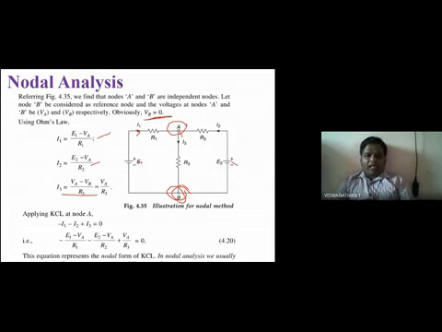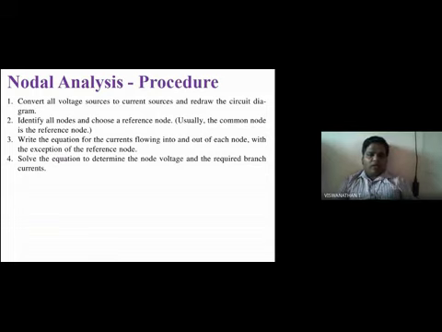So I need to write the KCL equation. Here the currents I1 and I2 are entering, and the only current leaving is I3. So I1 plus I2 is equal to I3. Then I substitute these values, and I can easily calculate the VA value. How can I calculate it? Because E1, R1, E2, R2, R3 values are known and VA is the only unknown.